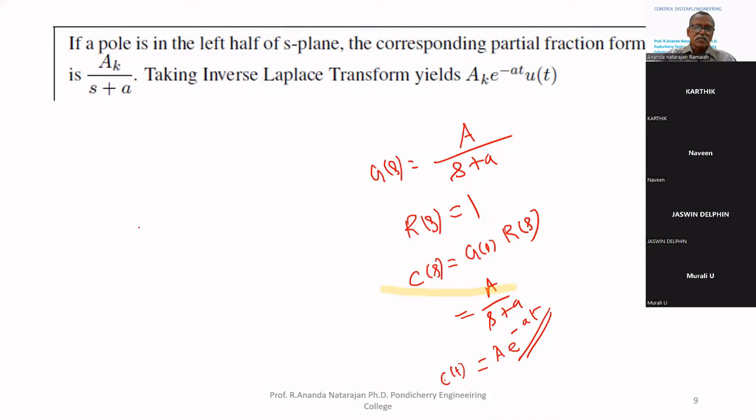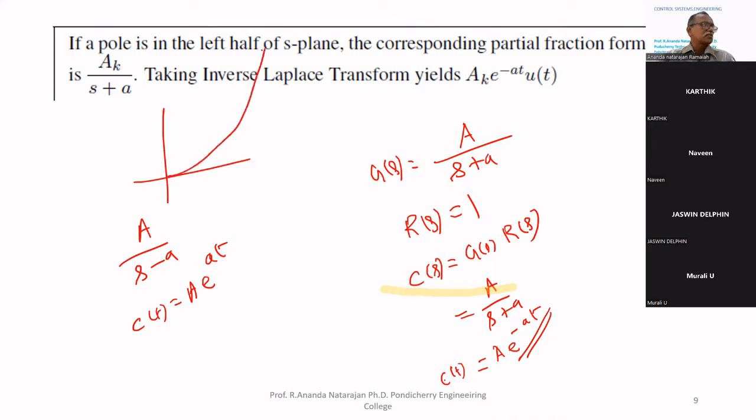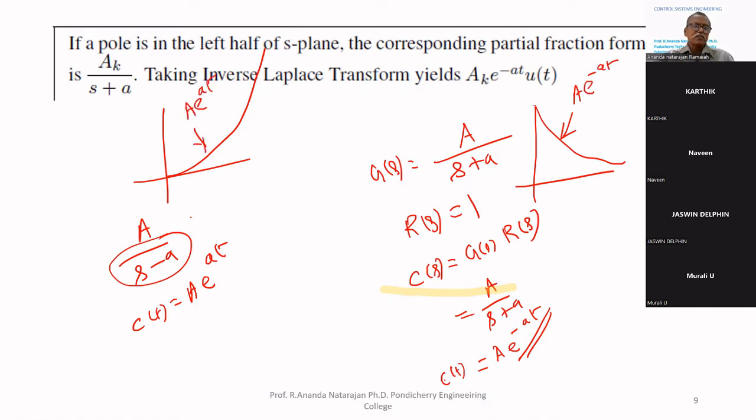If it is A by S minus A, what will you get? C of t equal to A e power plus at. Plus at means what is the response? The response goes on increasing. Unstable. That's why this pole must be on the left hand side. Here, what is the response? It comes like this. This is A e power minus at. This is A e power plus at. It goes on increasing. That's why the pole must be on the left hand side.